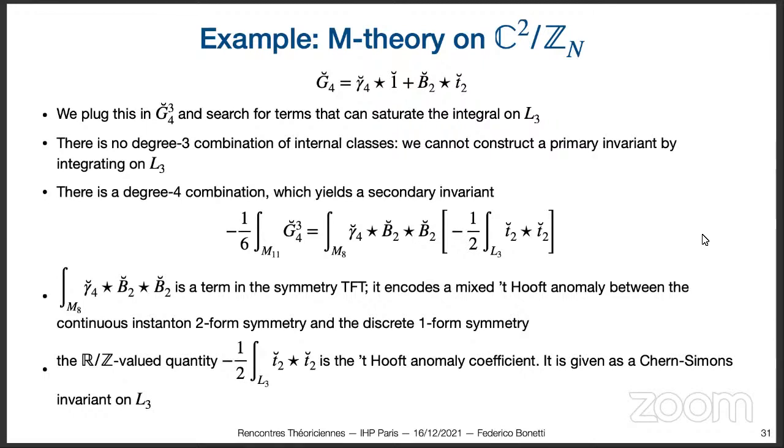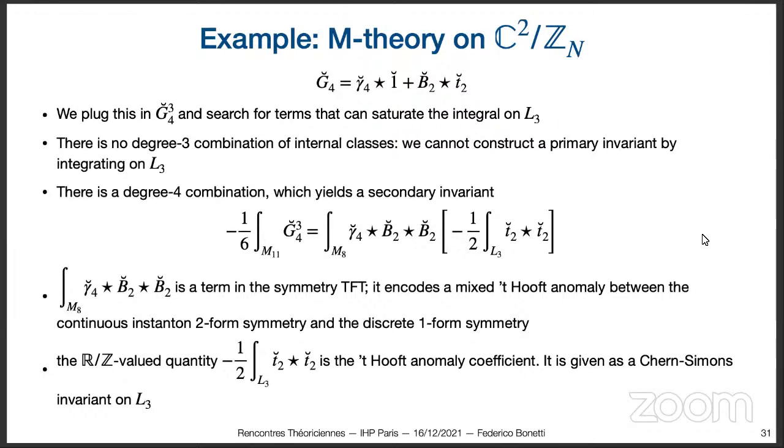So gamma 4 is a purely external gauge field. It's continuous. B2 is an external discrete gauge field. Discrete because it's associated to a torsion class. If you plug this into G4Q and you collect things, you see that there is one term which is non-zero, namely where you take two copies of T's and you put them together. This is a degree 4 class, which you can integrate on your 3D link space to get a non-zero result.